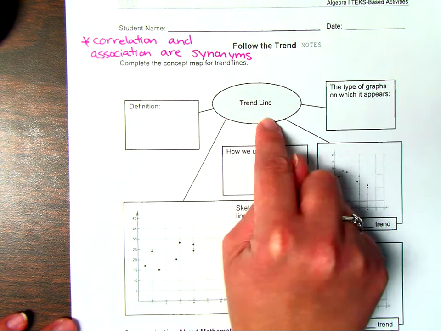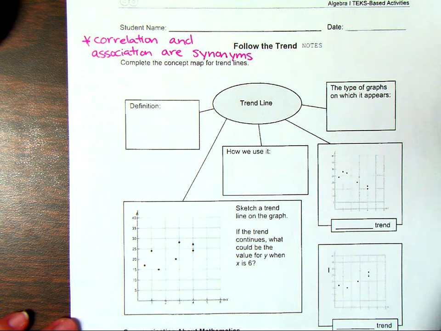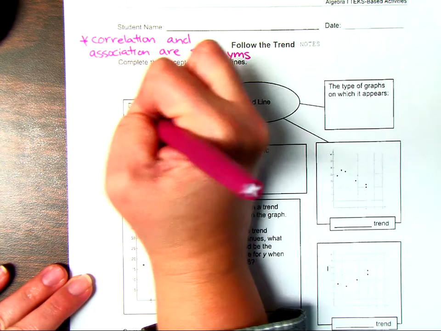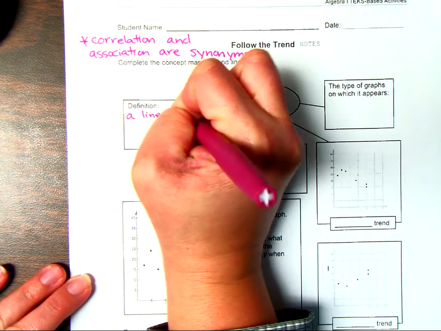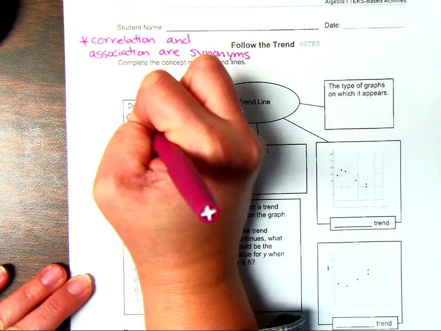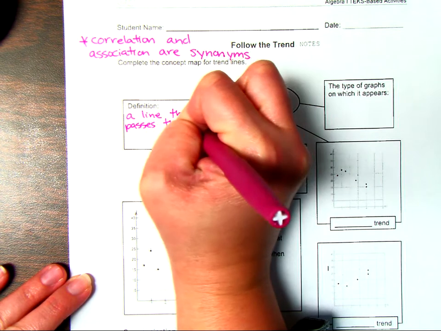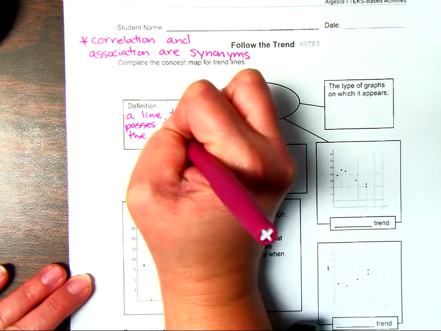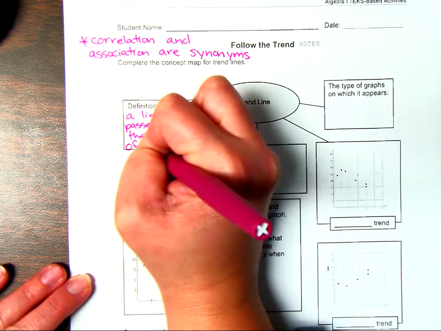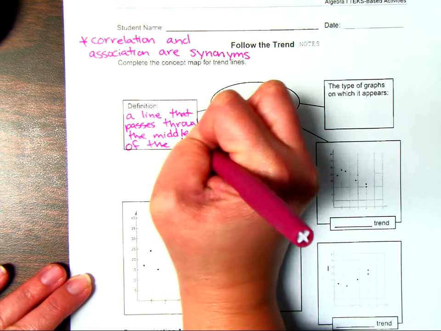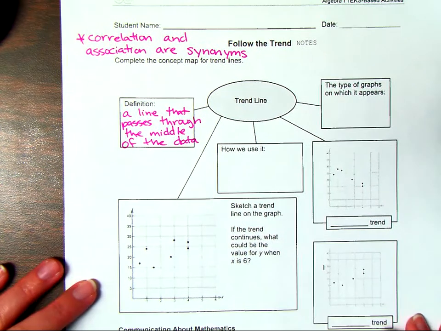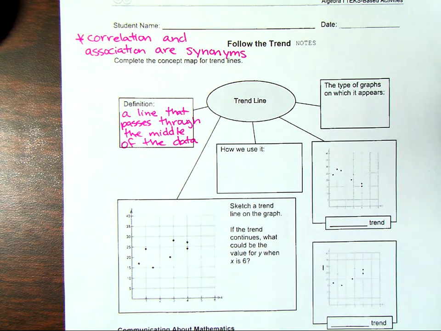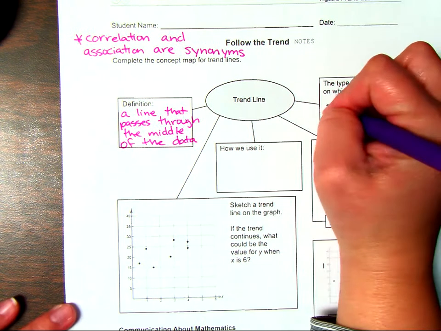So here's our vocabulary word. And the first thing we want to do is talk about the definition. A trend line is a line that passes through the middle of the data, the information itself. Sometimes data means just the numbers, sometimes it means the information. Where is this going to be happening? It's going to be happening on the type of graph called scatter plots.